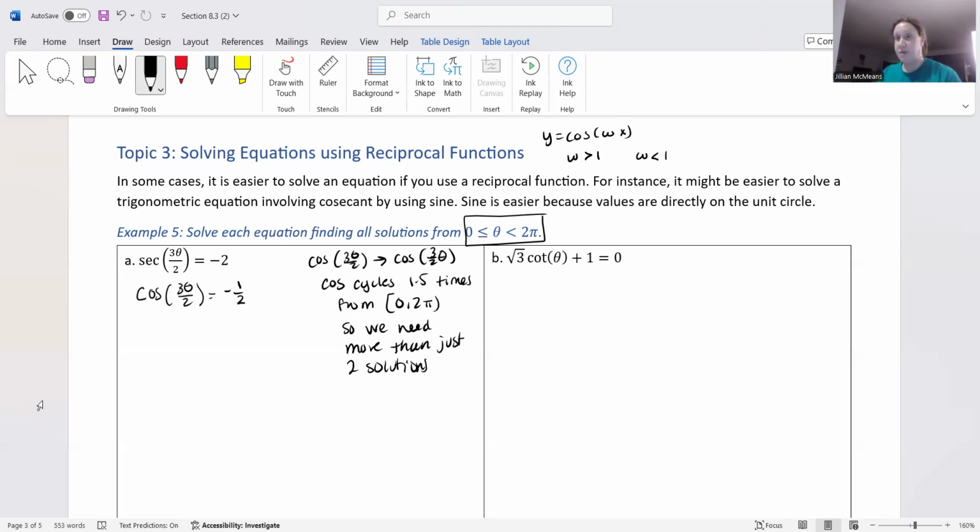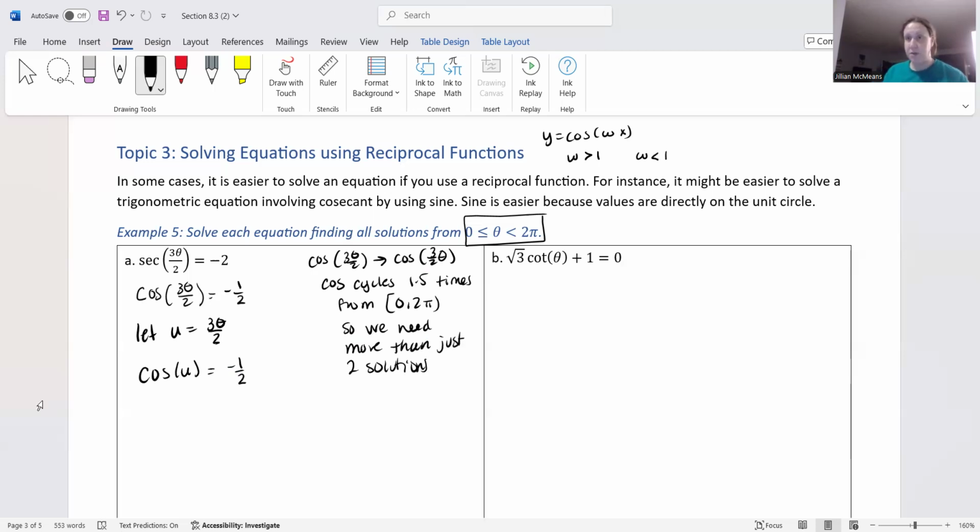So if we have just theta, we're going to get 2 solutions. If we have 2 theta, we're going to double our solutions. If we have 3 over 2 theta, we're going to have 1.5 times the normal number of solutions. So we're essentially going to get 3 solutions here. But let's go ahead and just play. We're not going to look at the graph initially. We're going to solve this one and then we'll look at the graph at the end. Okay? So we're going to go ahead and let u equal 3 theta divided by 2. So then I'm going to replace my argument 3 theta over 2 with just u. So I'm looking for cosine of u equals -1/2.